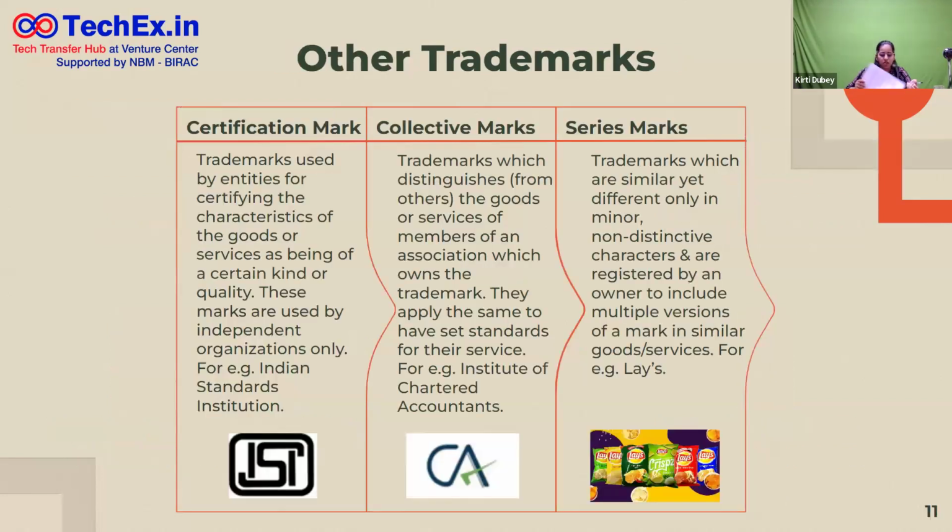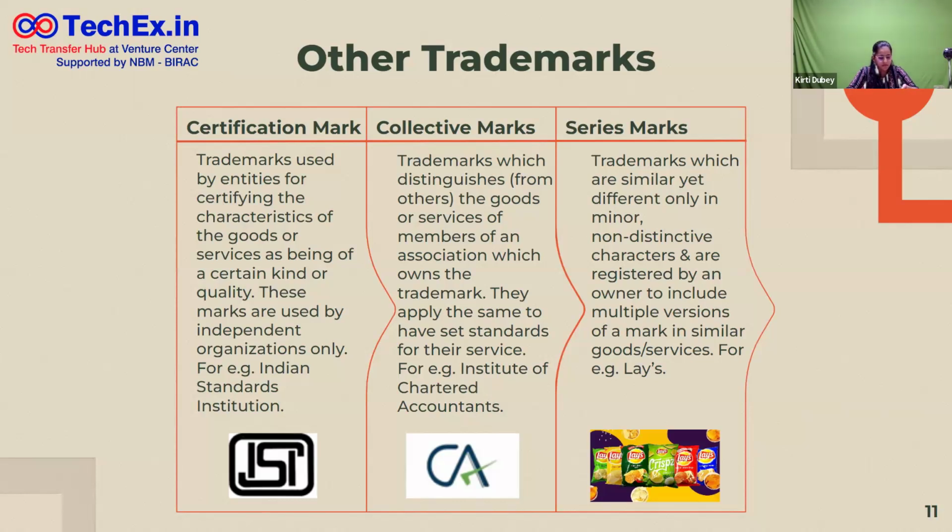Next, we are going to look at some of the other trademarks, like certification marks. Certification marks are used by entities for certifying the characteristics of goods or services as being of a certain kind or quality. These are usually used by independent organizations, and it becomes a sort of standard: if an organization like the Indian Standards Institution gives that hallmark to products, it is taken that they are of some quality. So some quality assurance is provided via these certification marks, and these can only be held by independent organizations who are not doing a service or selling that same product in the market.